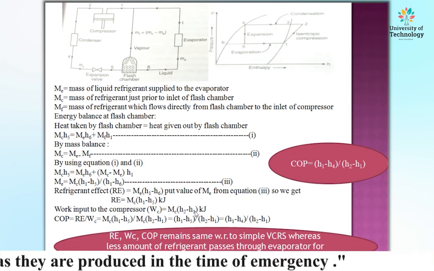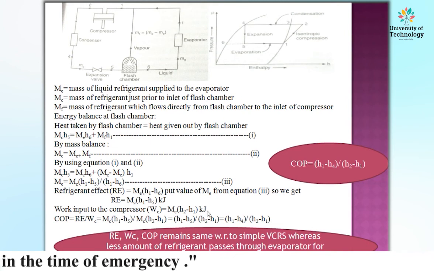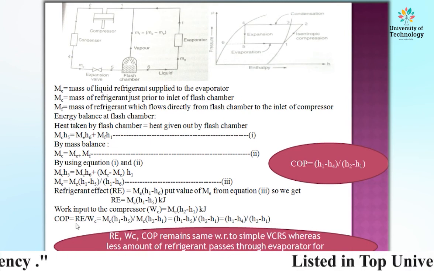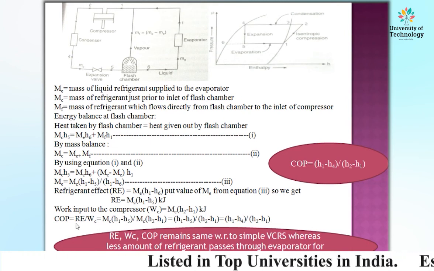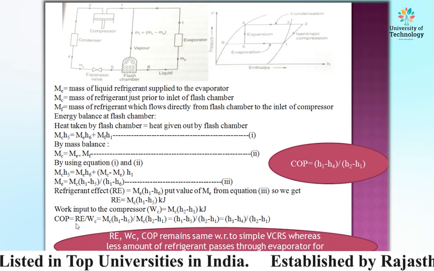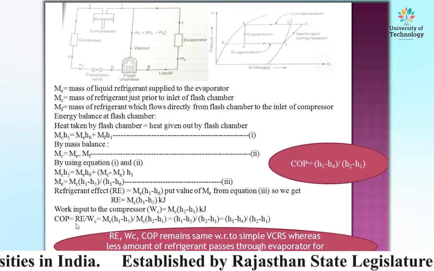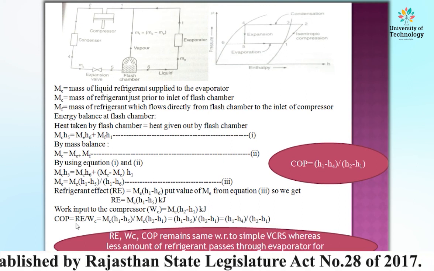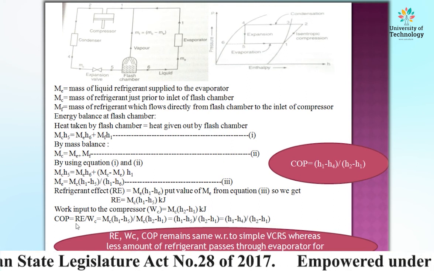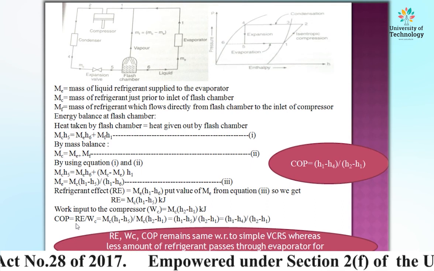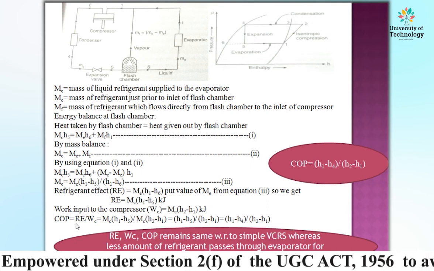Okay. Now, what is COP? COP is the coefficient of performance, which is equal to desired effect upon required input. What is our desired effect? Cooling, means refrigerant effect upon required input. For this cooling, we require some work to be done on the compressor, that is WC. Therefore, COP is equal to refrigerant effect upon WC.